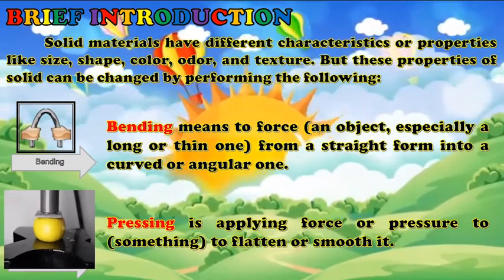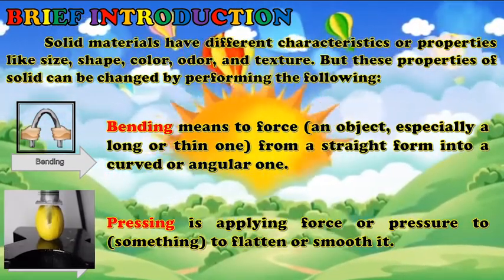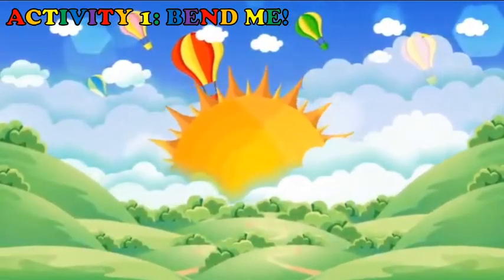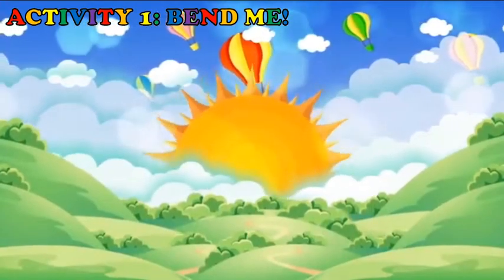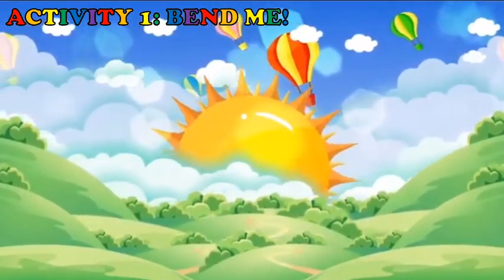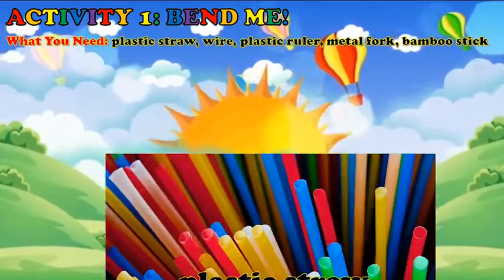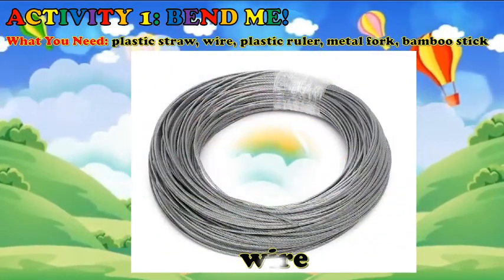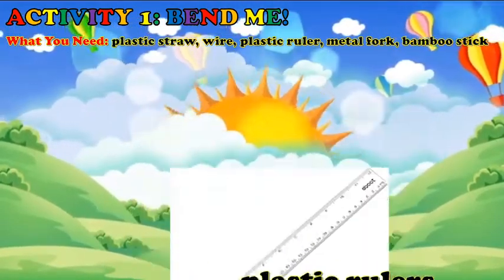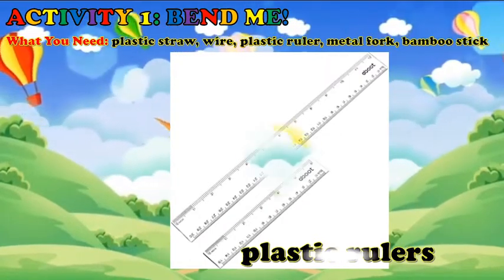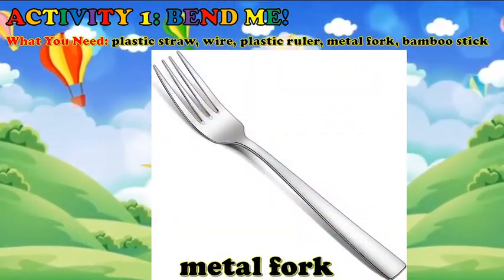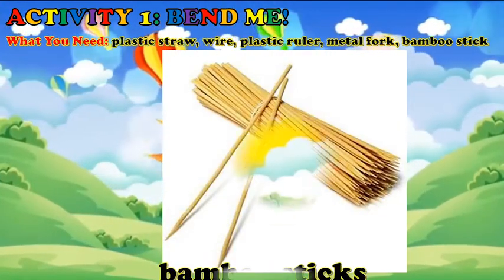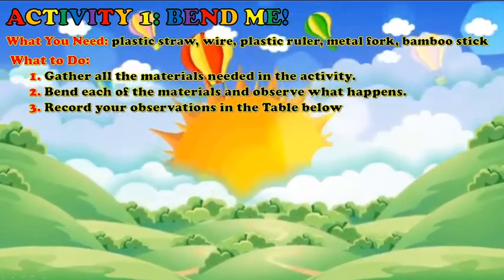Then let us go now to the activities of your module. The first activity entitled Bend Me can be found on page 4 of your science module. It will need the following materials. We have the plastic straws, wire, plastic rulers, metal fork, and bamboo sticks. What you're going to do is first gather all the materials needed in the activity.